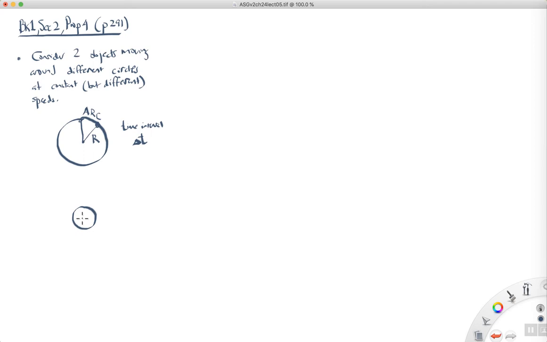And then this other body, it's moving around a circle also. It's going at a constant speed, just like this one. And during that same time interval, delta t, it moves through an arc like this. Okay, so these have different radii and they're different arcs. I'm using capital letters for this object and small letters for this object. Okay, so this is object 1 and object 2.